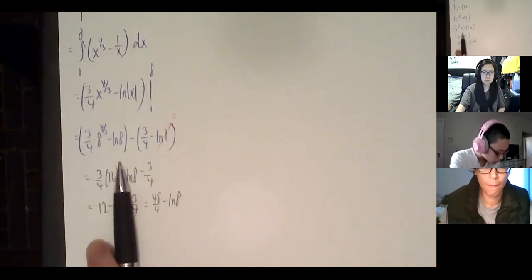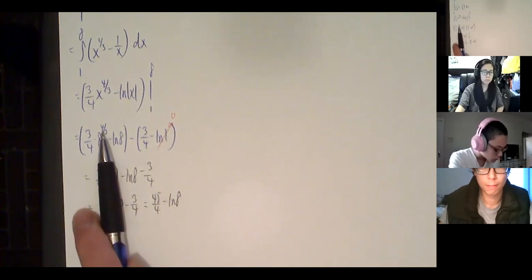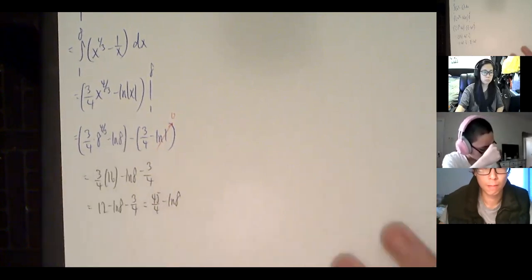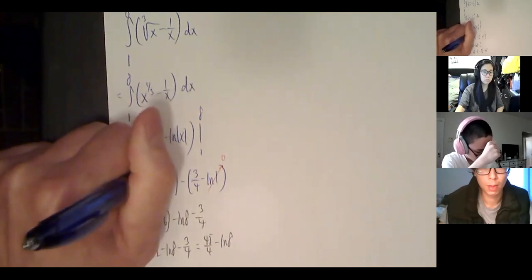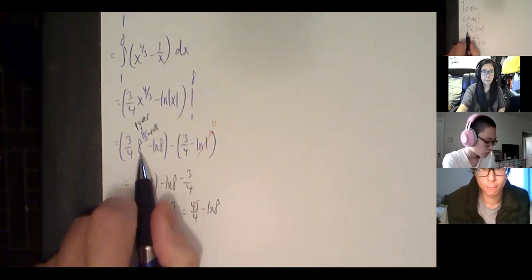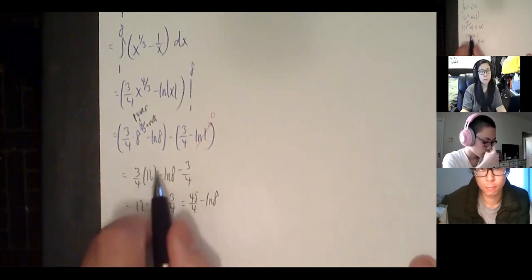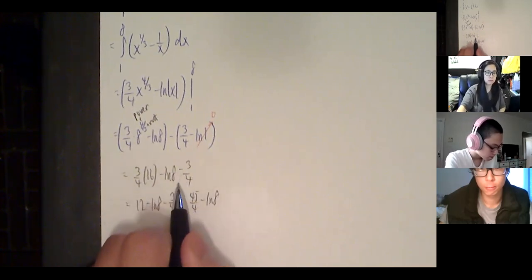So that's gone. 8 to the 4/3, you might recall that means take the cube root and the 4th power. So remember, this is power, this is root. Maybe I'll write that. This is power, root. So the cube root of 8 is 2. And then 2 to the 4th power is 16. So I have 3/4 times 16 minus ln 8 minus 3/4, and we know that that's 0.